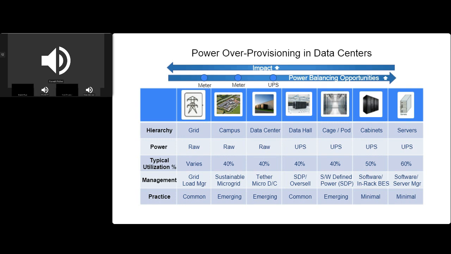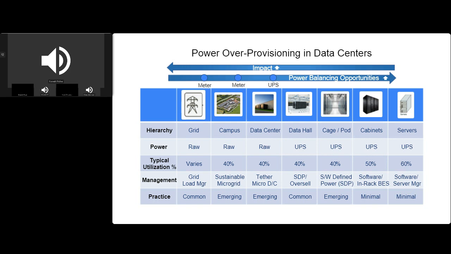So, in terms of power balancing opportunities, you can think in terms of what can you do within the servers, and then the next step, many servers make up a cabinet. What do you do in the cabinet? And many cabinets make up a cage or a pod, which in turn contribute to building up a data hall, which in turn gives rise to the data center and then a campus, then to grid.